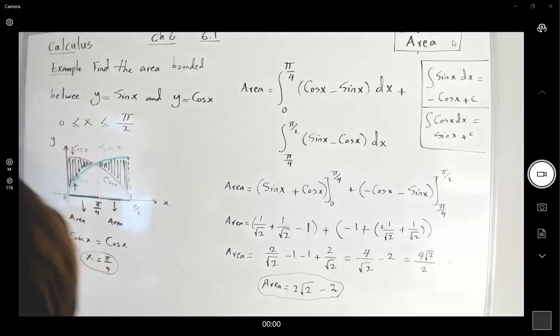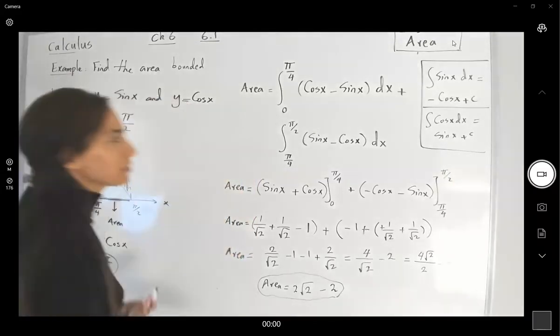Okay, now let us talk about volume a little bit. How do we find the volume?